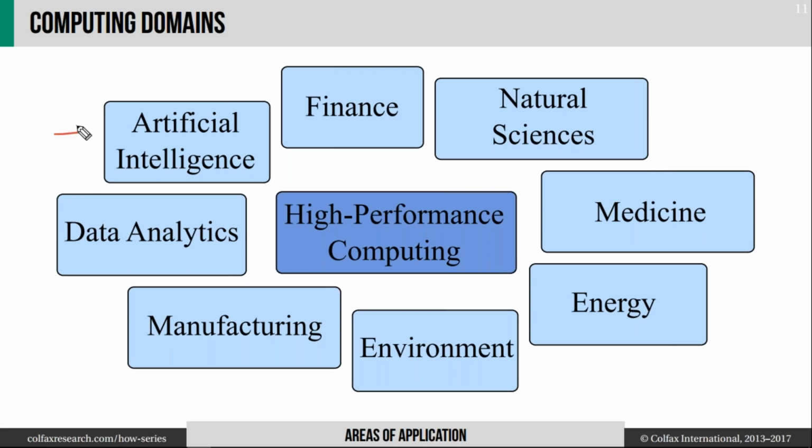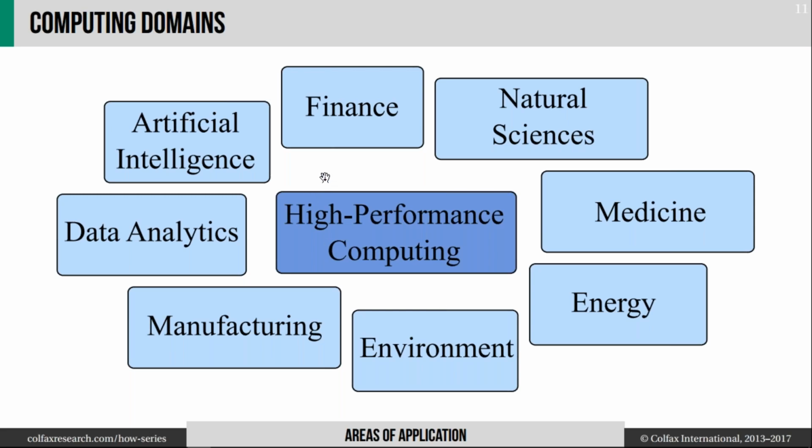This is done through the use of artificial intelligence, and artificial intelligence is really booming with the help of deep neural networks, which of course rely on high-performance computing. Financial applications include, of course, risk analysis, and it also relies on HPC.